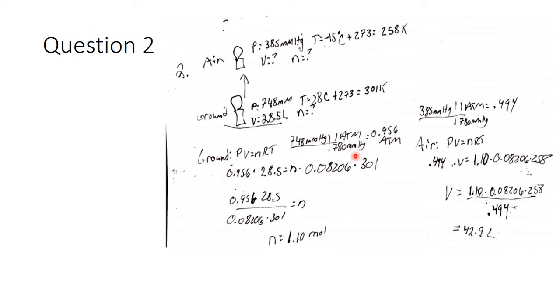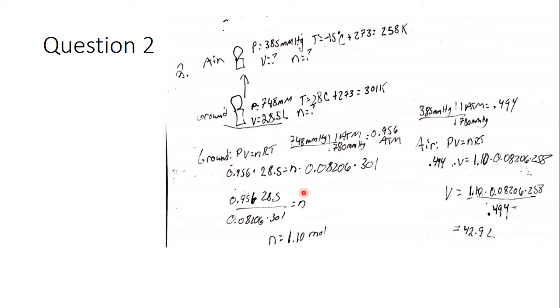There's 760 millimeters of mercury in 1 atmosphere. If we have 748, that's 0.956 atmospheres. Pressure times volume, which is in liters, equals n, gas constant, and temperature. So go from C to K. You need to take your Celsius temperature and add 273, and you get 301 Kelvin. So PV equals nRT. The only thing we don't have is n.